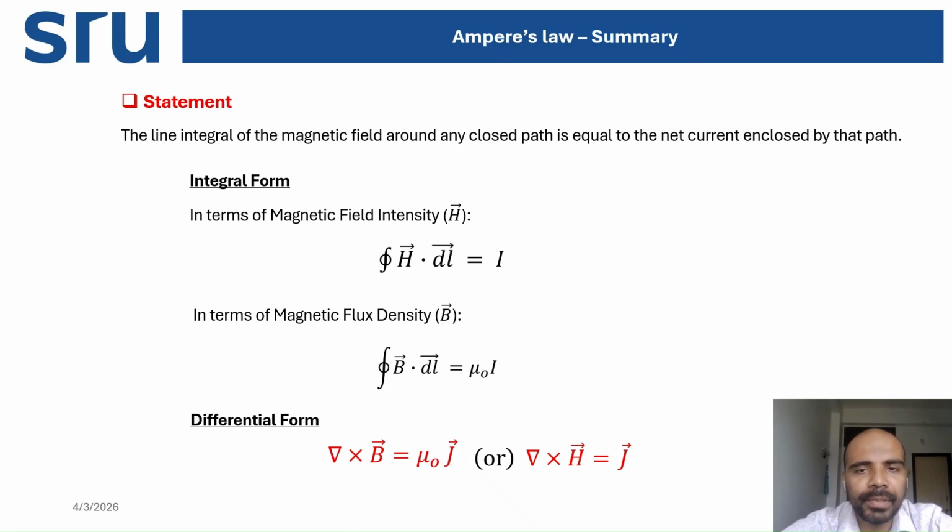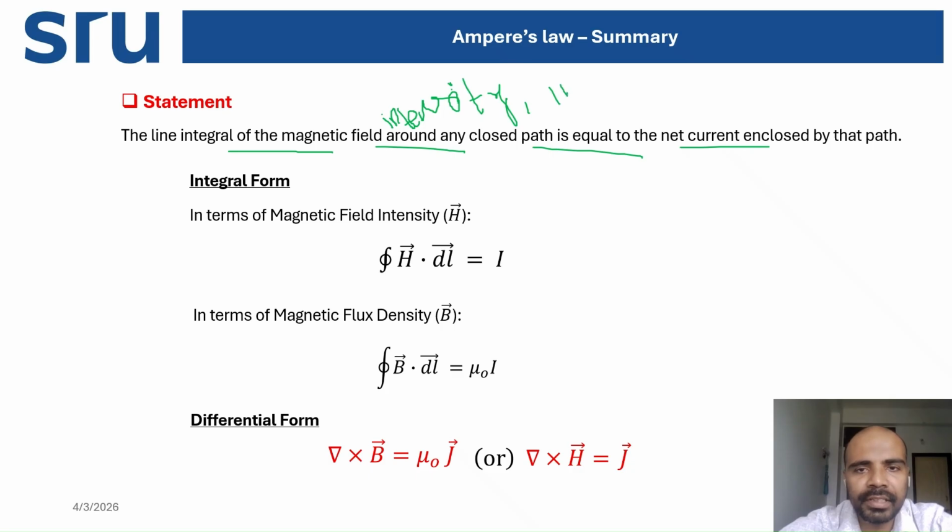We know the statement of Ampere's law: the line integral of the magnetic field around any closed path is equal to the net current enclosed by the path. Here the statement is about the magnetic field intensity H, not B. If it is B, then it will be mu 0 times the current enclosed by the path. If it is the magnetic field intensity H, right?